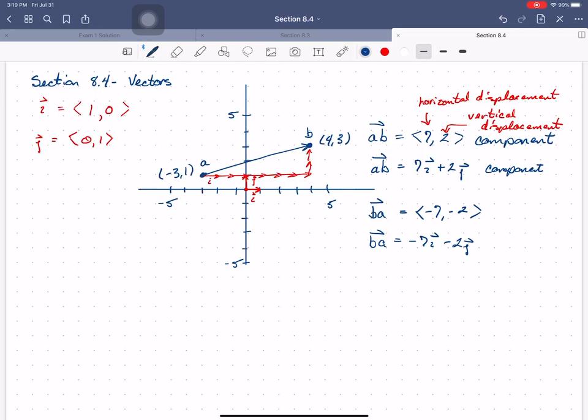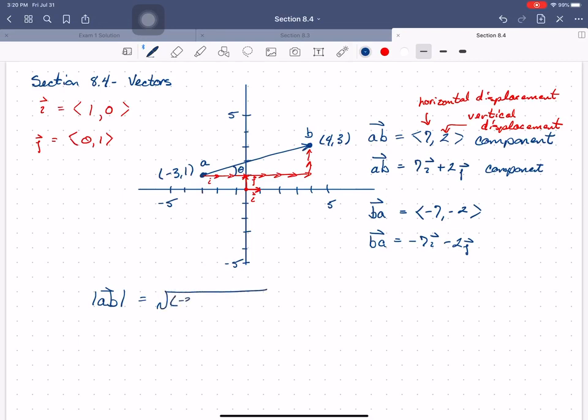All right, so what else can we do? Well, there's another way to describe a vector. We can also use an angle and a distance. The distance between the two points is called the magnitude of the vector. So the magnitude of AB is the distance between the point A and the point B.